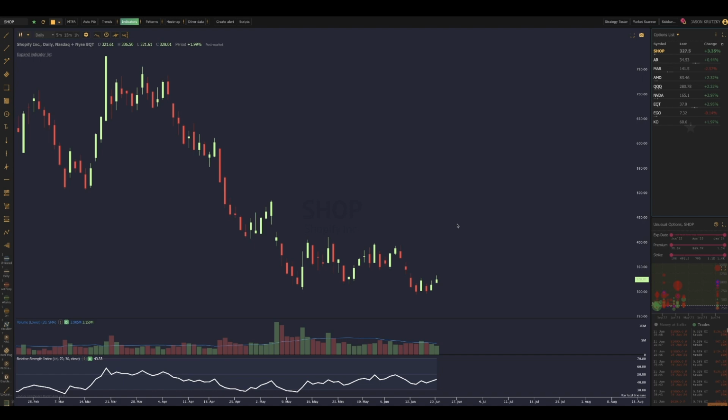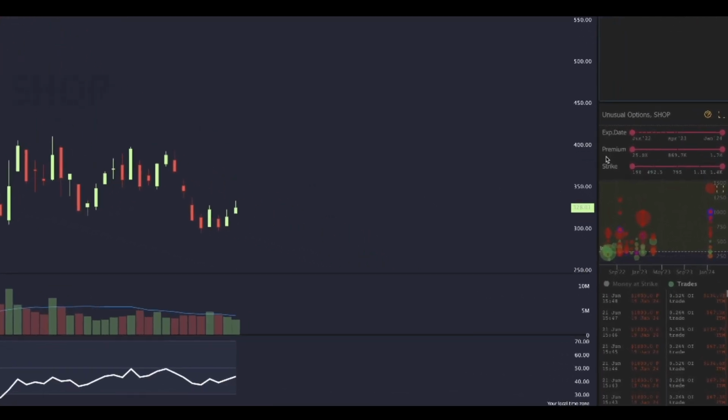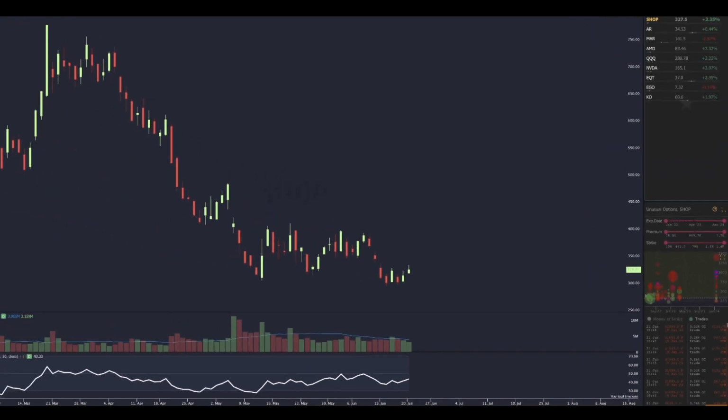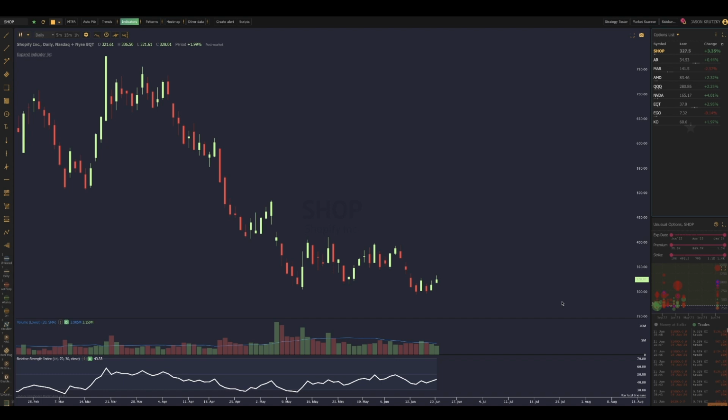We can filter these unusual options trades by expiration date, premium, and strike price, and we can visualize the flow using the expandable dot plot graph right here. For simplicity's sake, let's use this graph in its most basic form and just make some simple visual comparisons between different names. So before we start filtering, let's first use the tool as a means of developing bias.